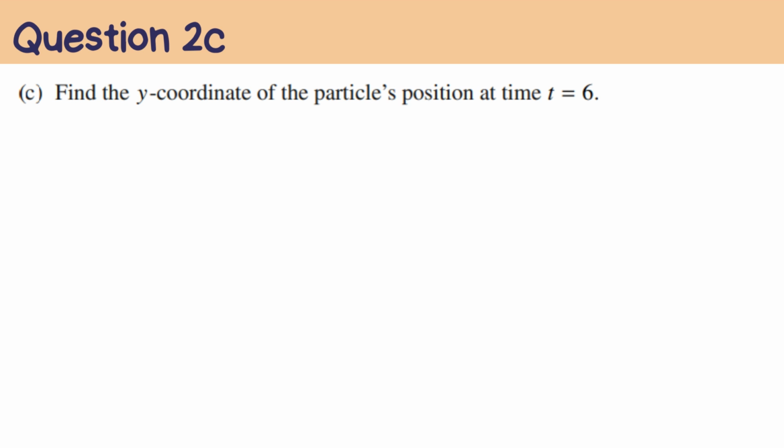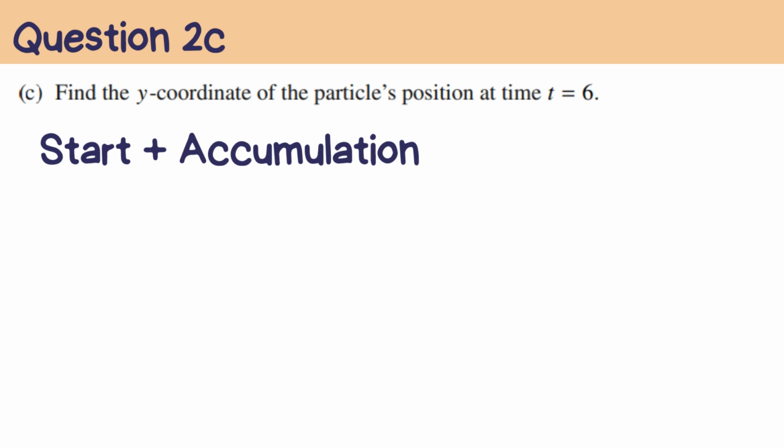Next up for question 2c, we have to find the y-coordinate at time equals 6. To find this, we can use something known as start plus accumulation. In order to find y of 6, we can use some information the problem provided us prior, which is that at time equals 4, the particle is at the point (1, 5).